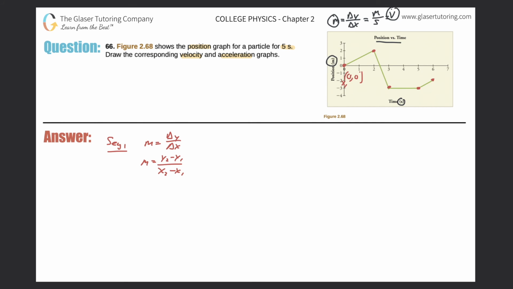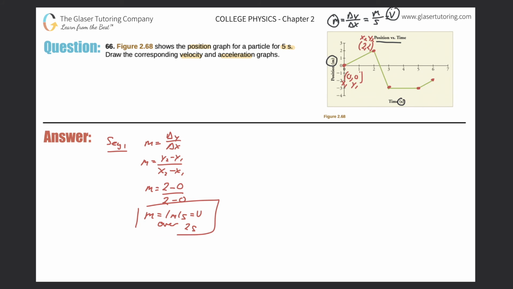So let's call this one x1 and y1. What are the coordinates of this point? Well, it has an x coordinate of 2 and a y coordinate of 2 as well. So it'd be 2, 2. Let's call this x2 and y2. Wonderful. Now all we have to do is plug them in. My y2 value is 2, my y1 value is 0, my x2 value is 2, and my x1 value is 0. So 2 over 2 is equal to 1. So 1 meter per second would be the velocity over the first 2 seconds.